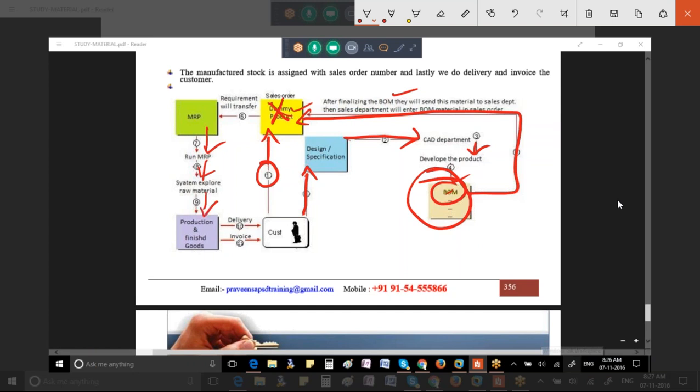So they'll start the production, the goods are finished, and they'll deliver to the customer and invoice the customer. This is how the process runs in make to order.